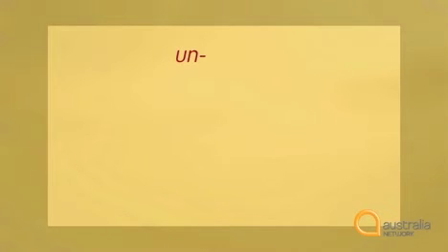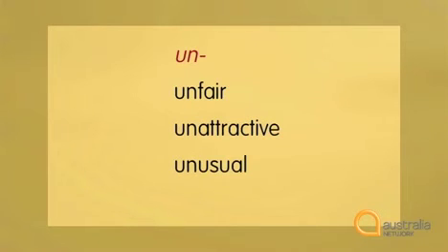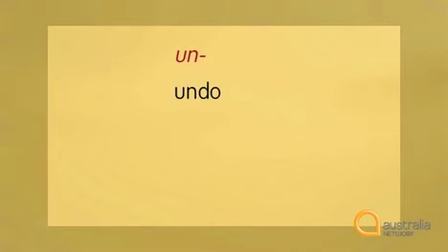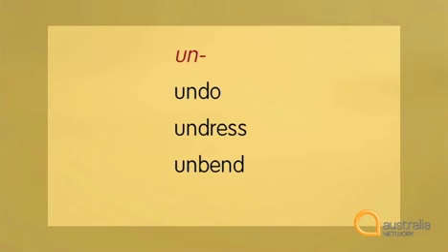Another common opposite prefix is un. We can have unfair, unattractive, unusual, unnatural. But un can also be used with verbs. It means that an action is reversed. So we have undo, undress, or unbend.